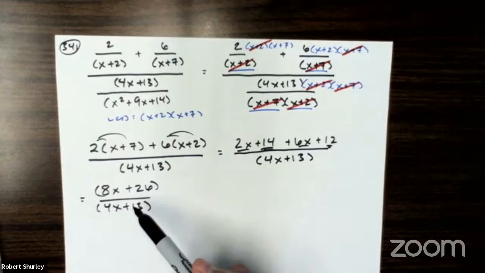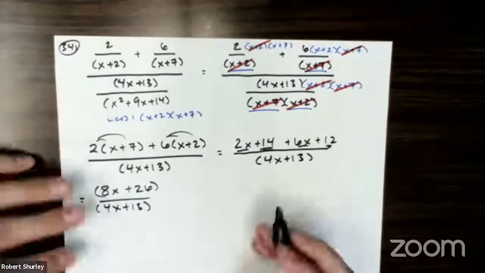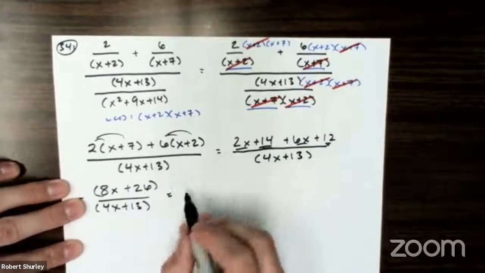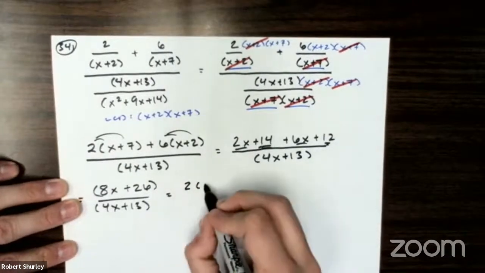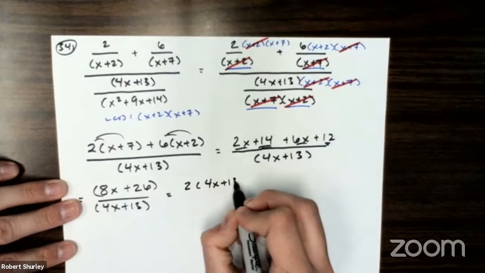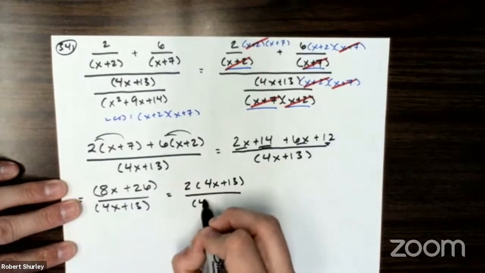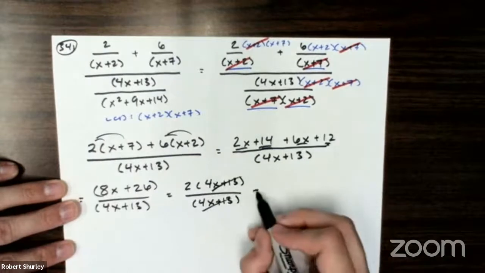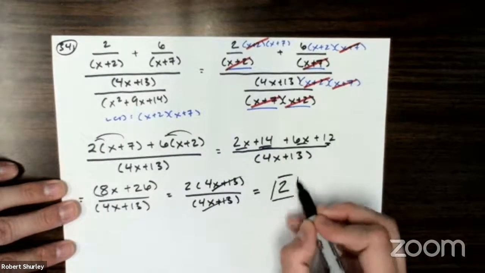And now we've got to check to see, the last step: does anything factor completely? Yeah, 8x and 26 I know are even, so at least a 2 will come out. I don't think a 4 will come out because 26 isn't divisible by 4. So I can take a 2 out, and I'm left with 4x plus 13 over 4x plus 13. What? This goes away. We're left with 2.